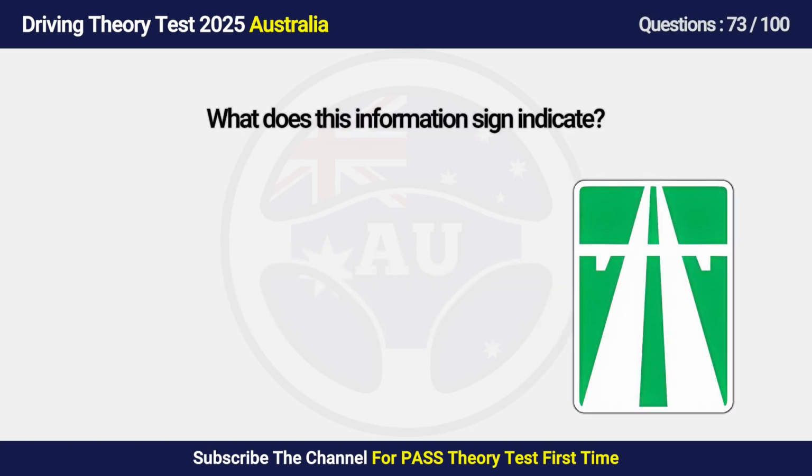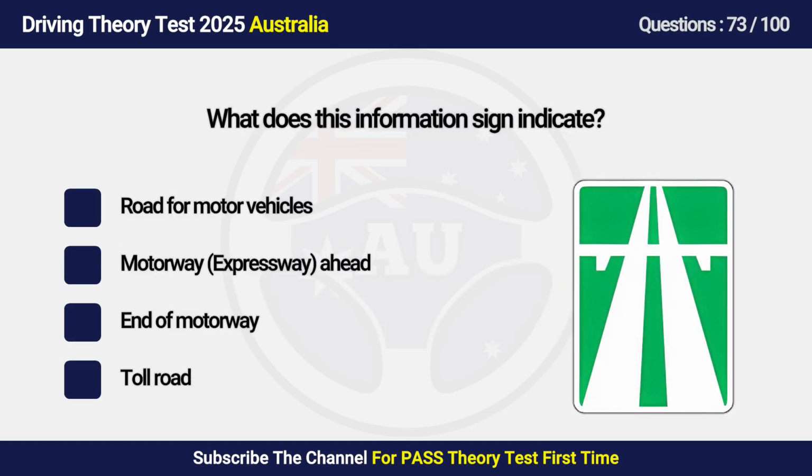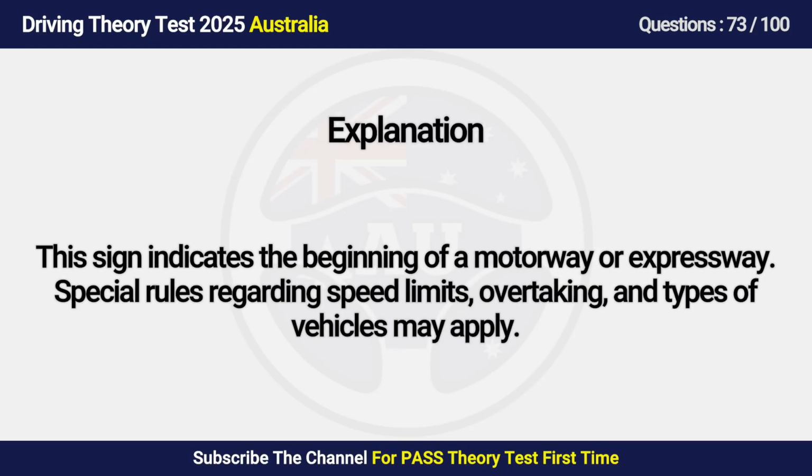Question 73. What does this information sign indicate? A. Road for motor vehicles. B. Motorway expressway ahead. C. End of motorway. D. Toll road. Answer is B. Motorway expressway ahead. This sign indicates the beginning of a motorway or expressway. Special rules regarding speed limits, overtaking and types of vehicles may apply.